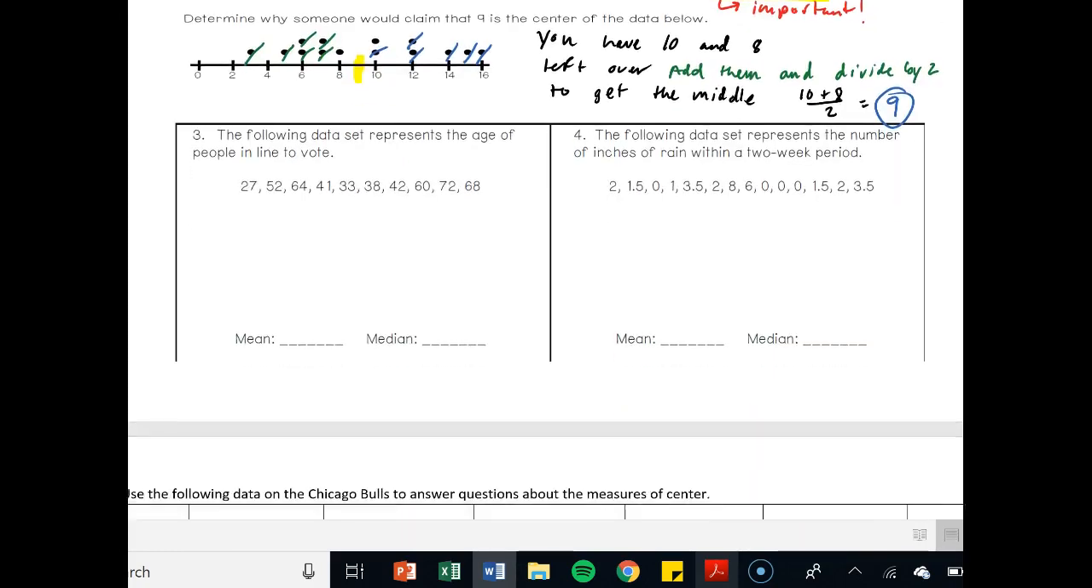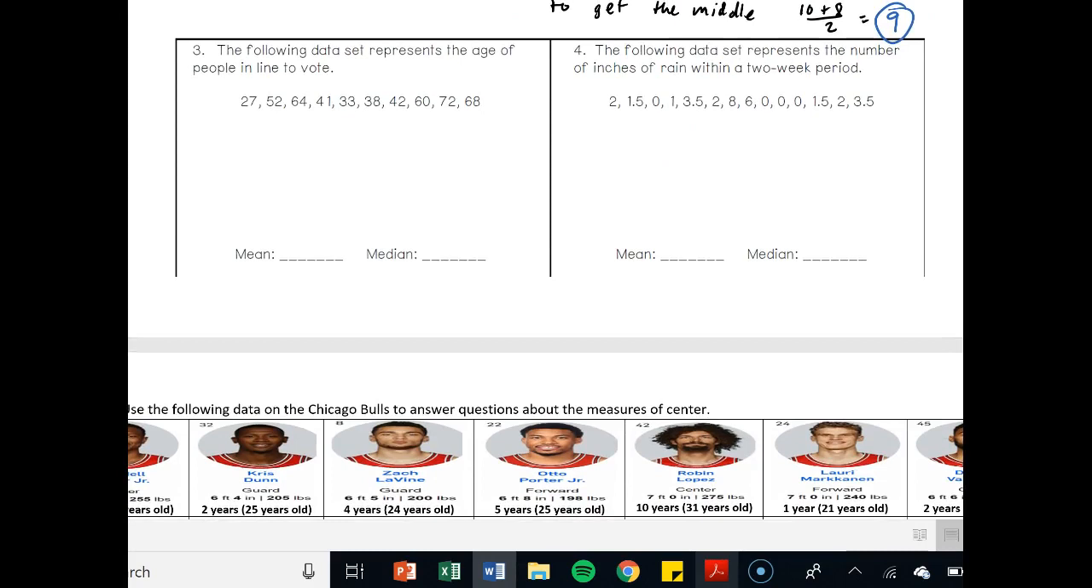All right. So on to the work that you need to do. Number 3 and number 4 asks you to find the mean and median for both. The very first thing you want to do before you do anything is order this stuff from least to greatest. I have now done that. I kind of write down a number and then I cross it off and I look for the next biggest number. I would highly recommend doing that.